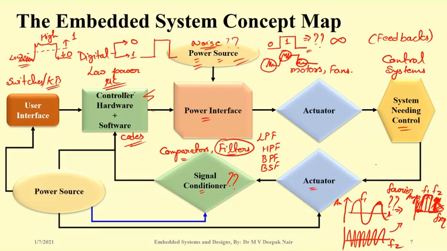Or you can use another approach like this. You have frequency f1, you have frequency f2, and assume you don't want f2. This is your amplitude and this is your frequency axis. If you don't need f2, you can also use a low pass filter like this if f2 is far away from f1. That will remove f2 from the signal, and you will get the original frequency f1.